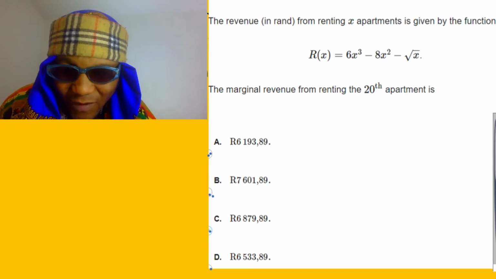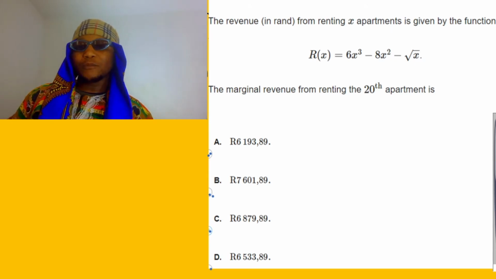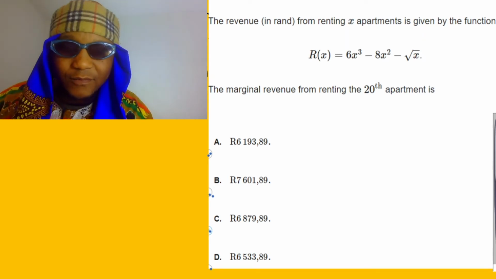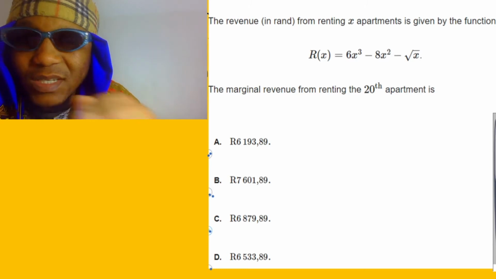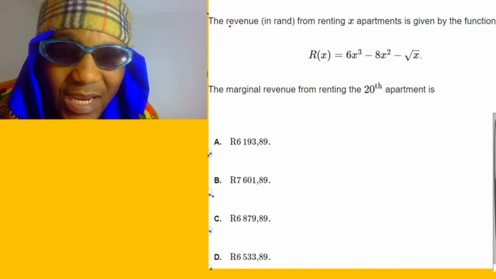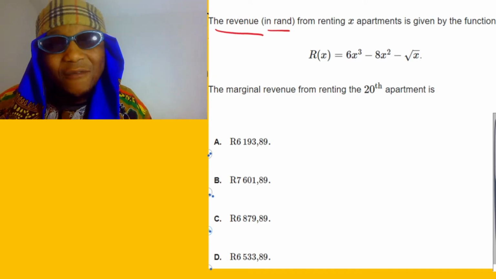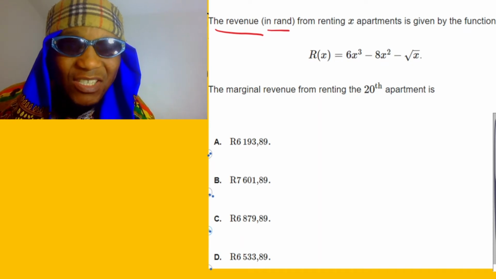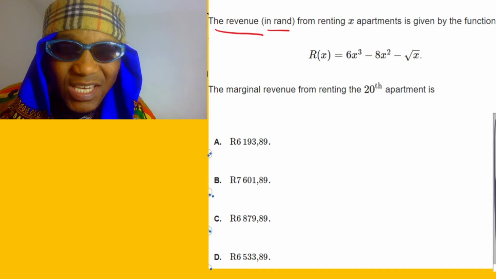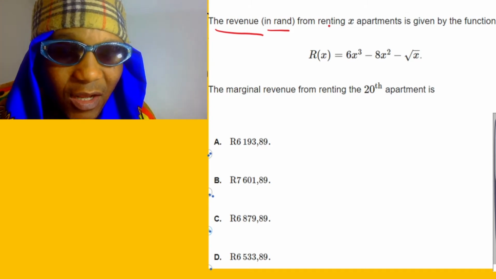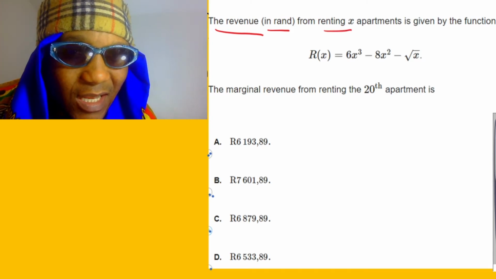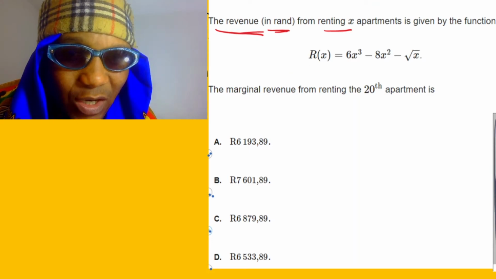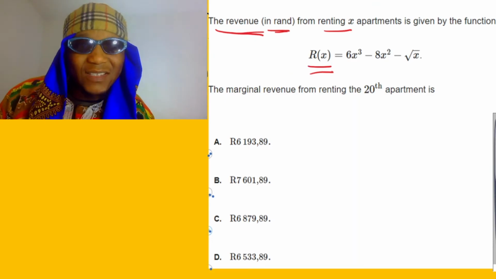So let's get started without further ado. Let's say the revenue in rand is South African money, but it could be shillings, dollars, or any money, naira in Nigeria, or shillings in Kenya, Tanzania, or East Africa. It is given by the function. So you have a revenue function, R(x), the revenue function.